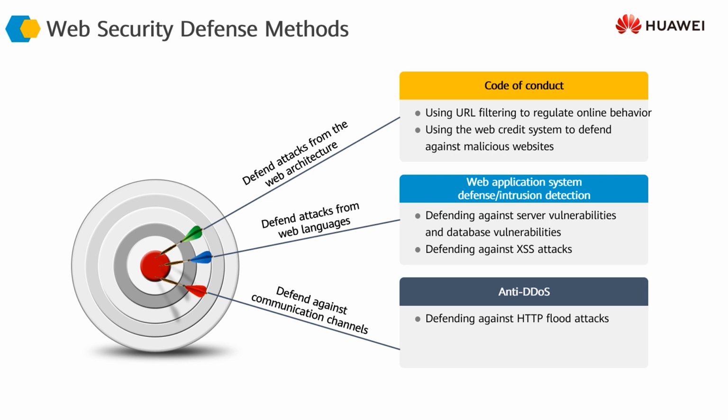So these attacks are basically targeting the code of conduct, these attacks are targeting the application defense weaknesses, and these attacks are targeting the communication infrastructure, or aiming to create a denial of service situation. So we need to make sure that we defend against these attacks, against the web language attacks, and against the communication channel attacks.